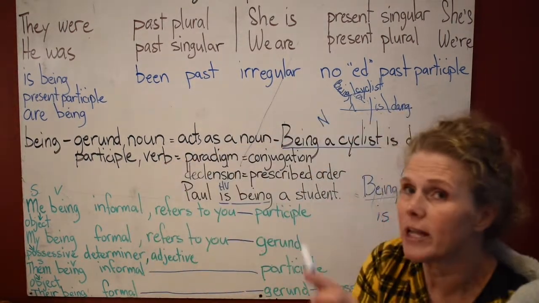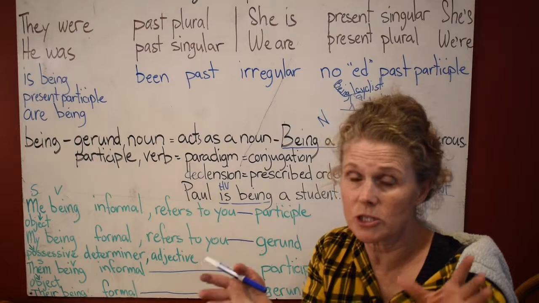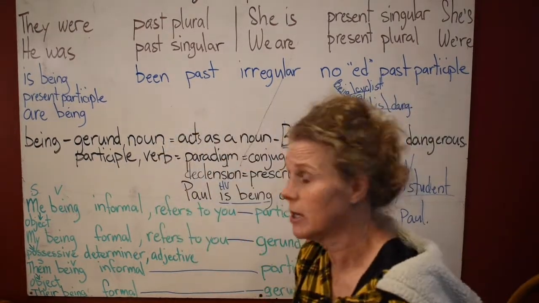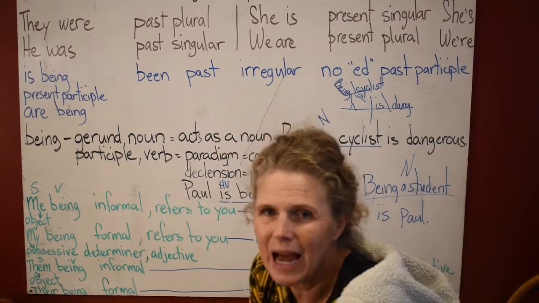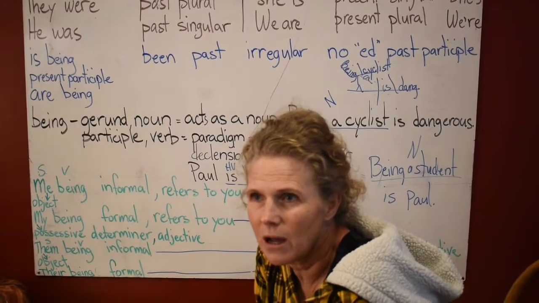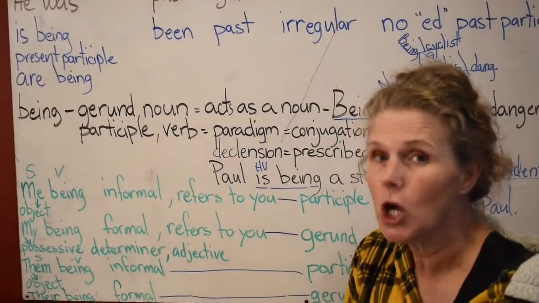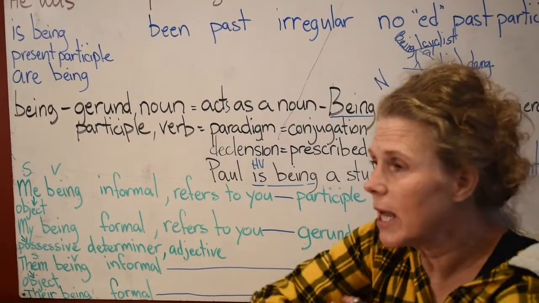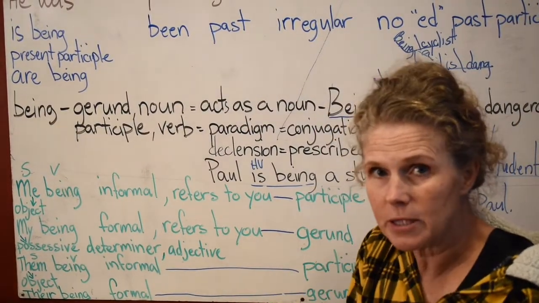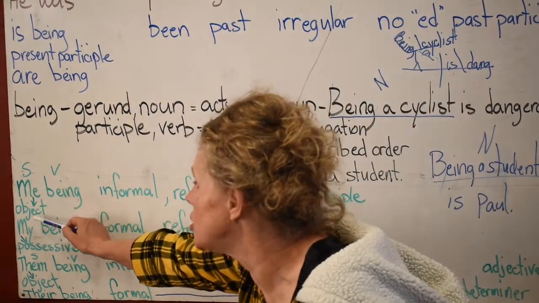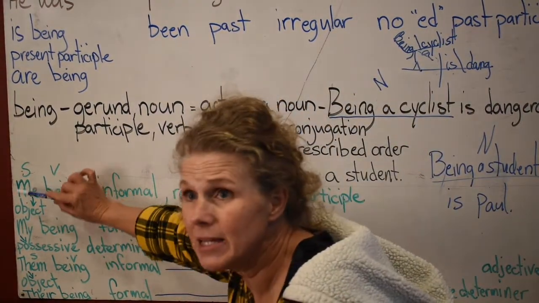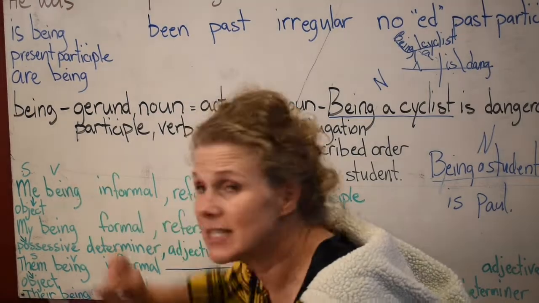Does that make sense? Okay, now, you guys, I really want you to pay attention to this. Now, this is super interesting. So look at this, me being. Well, can me be at the front? No. Can me act as a subject? Normally, no. I would say no, except this is an exception to the rule. Because me is an object. Look, me is an object. Me sits in the object position.